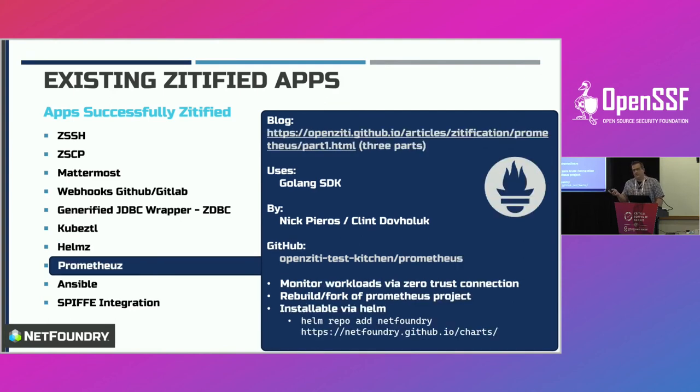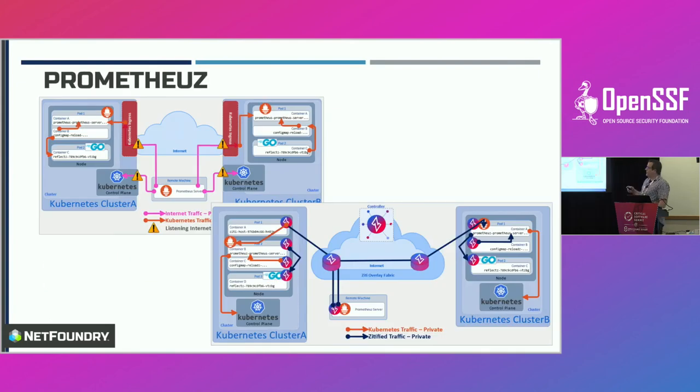Prometheus, we did Prometheus relatively recently. I took the Go SDK and stuffed it into Prometheus, and that was pretty cool, because if you're familiar with Prometheus, in the upper left-hand corner, that's a basic deployment for Kubernetes. You'll have the Prometheus server outside of the Kubernetes world, and you'll have to expose both the Kubernetes API and Prometheus through some sort of ingress controller. But with an open ZD world, you don't have to do any of that.